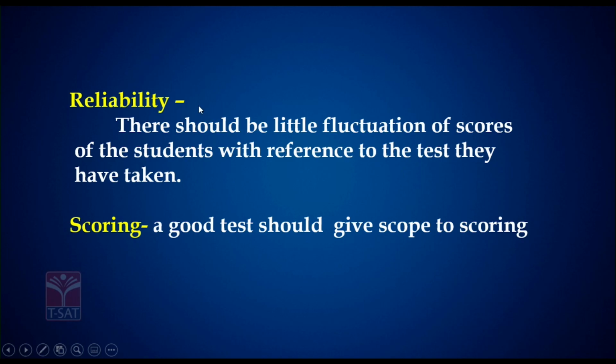And reliability refers to there being little fluctuation of scores of the students with reference to the test they have taken. For example, a test is administered in the class, the strength of the class nearly 50, only 2 or 3 students have gained 40 plus and all the other students scored only 10, 15, 20. In that case, the test does not have reliability. That means the range must be minimum. The difference between the best mark and the least mark should be minimum.